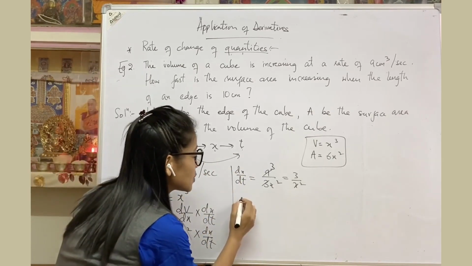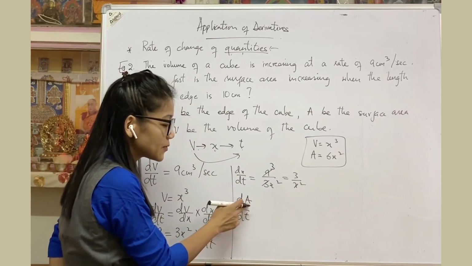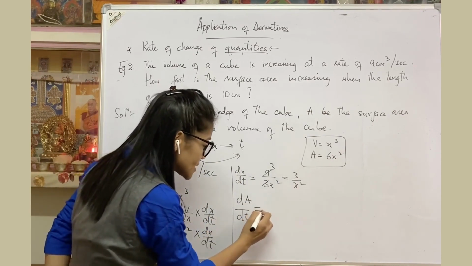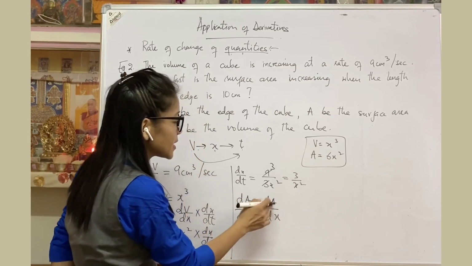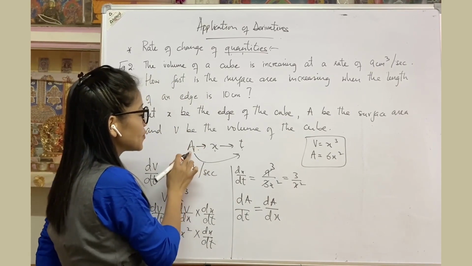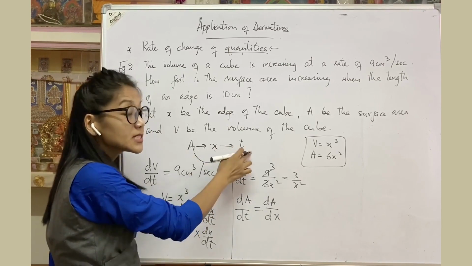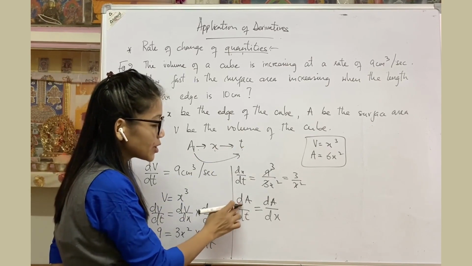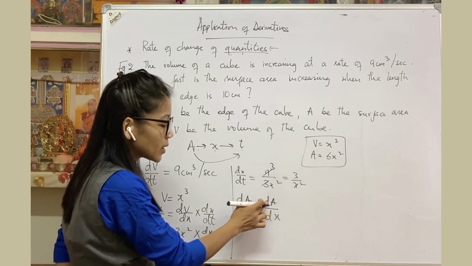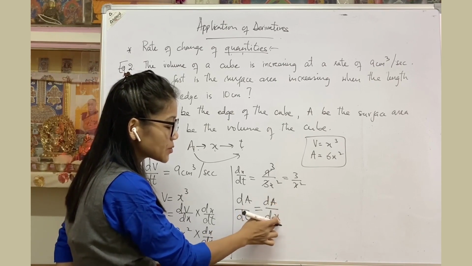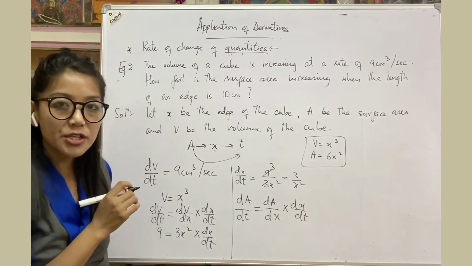Okay, so now we have to find dA by dt, the rate of change of surface area with respect to time. First of all, surface area depends on the side, and the side depends on time, and hence surface area depends on time. So to get the rate of change of surface area with respect to time, this will be equal to the rate of change of surface area with respect to side into dx by dt. So we are using the chain rule again.